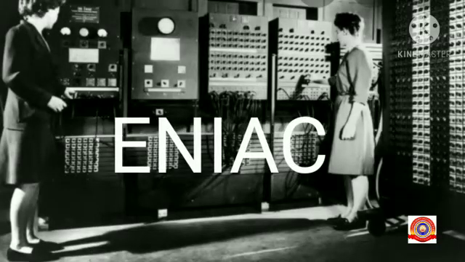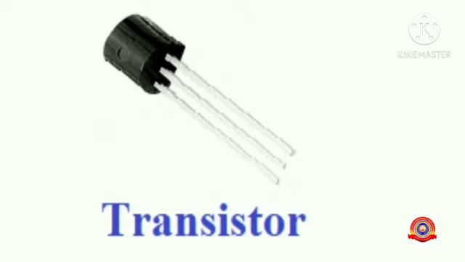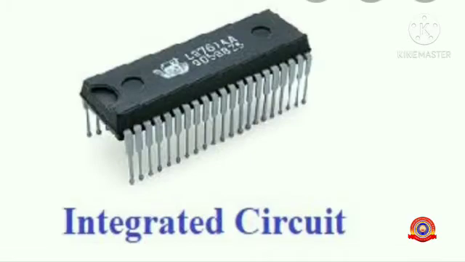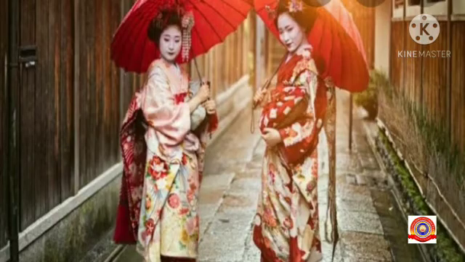ENIAC is the first generation computer. The full form of ENIAC is Electronic Numerical Integrator and Calculator. The invention of the transistor in 1948 led to the making of second generation computers in the 1950s. The invention of integrated circuits led to the making of third generation computers. The invention of the microprocessor led to the making of fourth generation computers. The fifth generation computer, as promised by the Japanese, is yet to come.